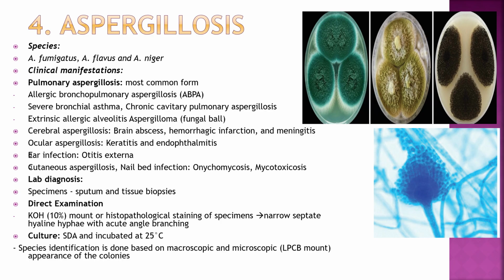Lab diagnosis: specimens are sputum and tissue biopsies. Direct examination: KOH 10% mount or histopathological staining of specimens shows narrow septate hyaline hyphae with acute angle branching. Culture is done on SDA and incubated at 25 degrees Celsius. Species identification is done based on macroscopic and microscopic LPCB mount appearance of the colonies.